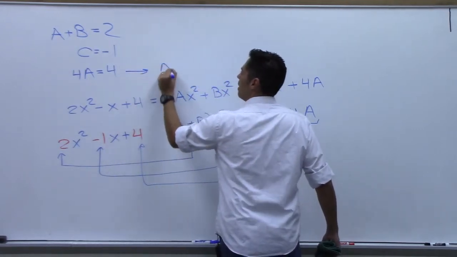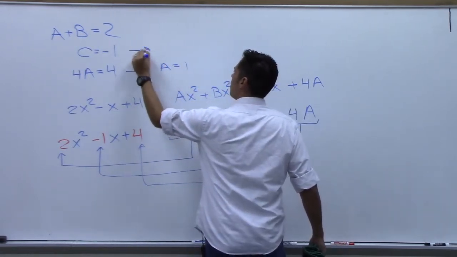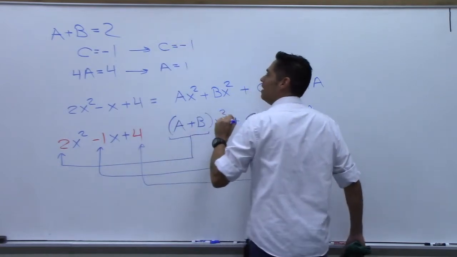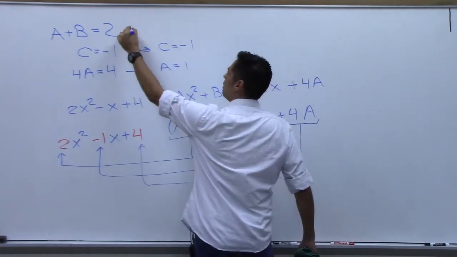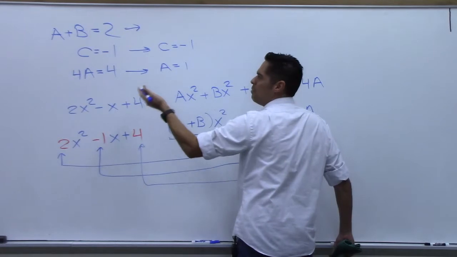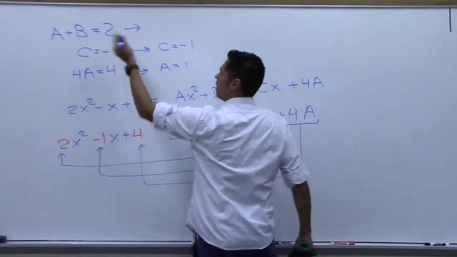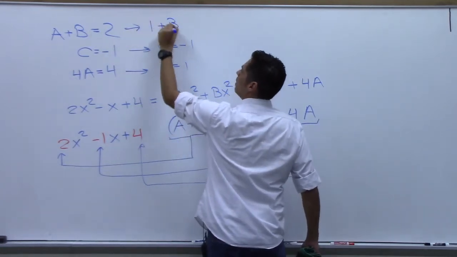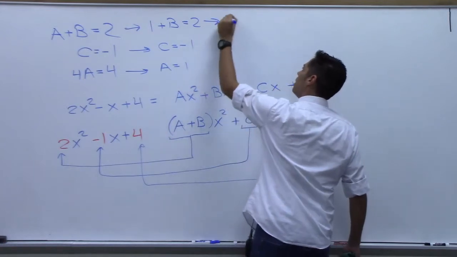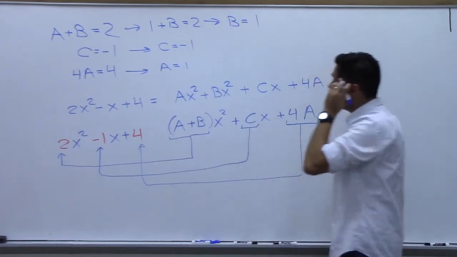This tells me a is 1. This, of course, just c is -1. And then up here to get this one, replace a with 1, right? Just replace a with 1. So 1 plus b is 2, which means that b is 1.